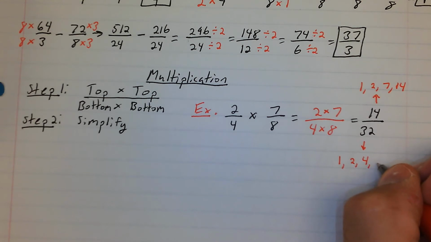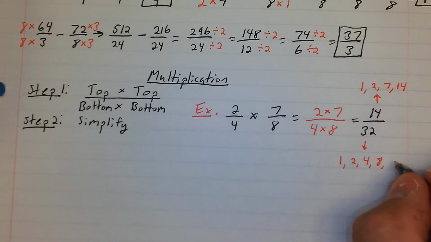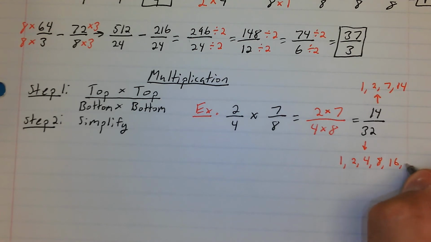5 cannot. 6 cannot. 7 cannot. 8 can. I have 4 times 8. 9 cannot. 10 doesn't go into 32. Neither does 11, 12. Next number is going to be 16. And then the last number would be 32.